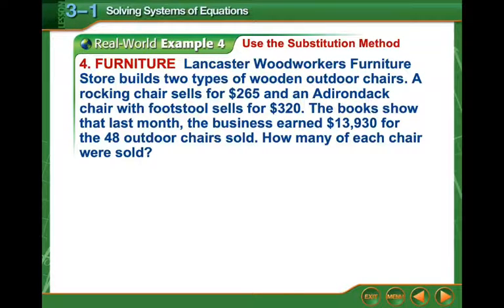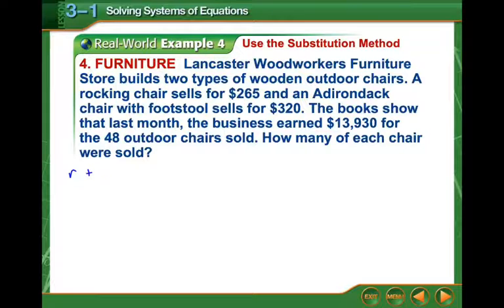So Lancaster Woodworkers Furniture Store builds two types of wooden outdoor chairs. A rocking chair sells for $265, and an Adirondack chair with footstool sells for $320. The books show that last month the business earned $13,930 for the 48 outdoor chairs sold. How many of each chair were sold? So we need to come up with our equations from this word problem. So we know that they had rocking and Adirondack, and we know that they sold 48 total chairs.